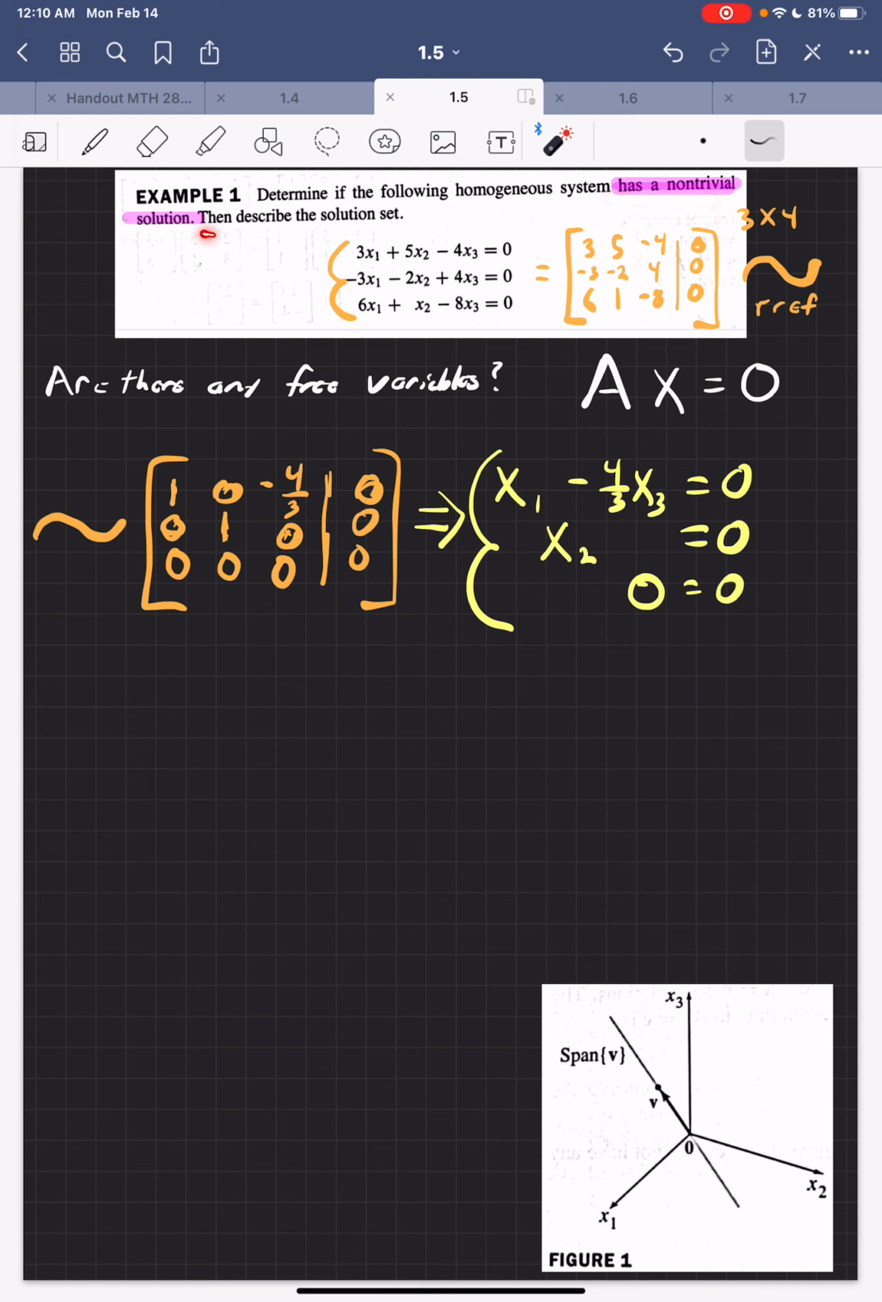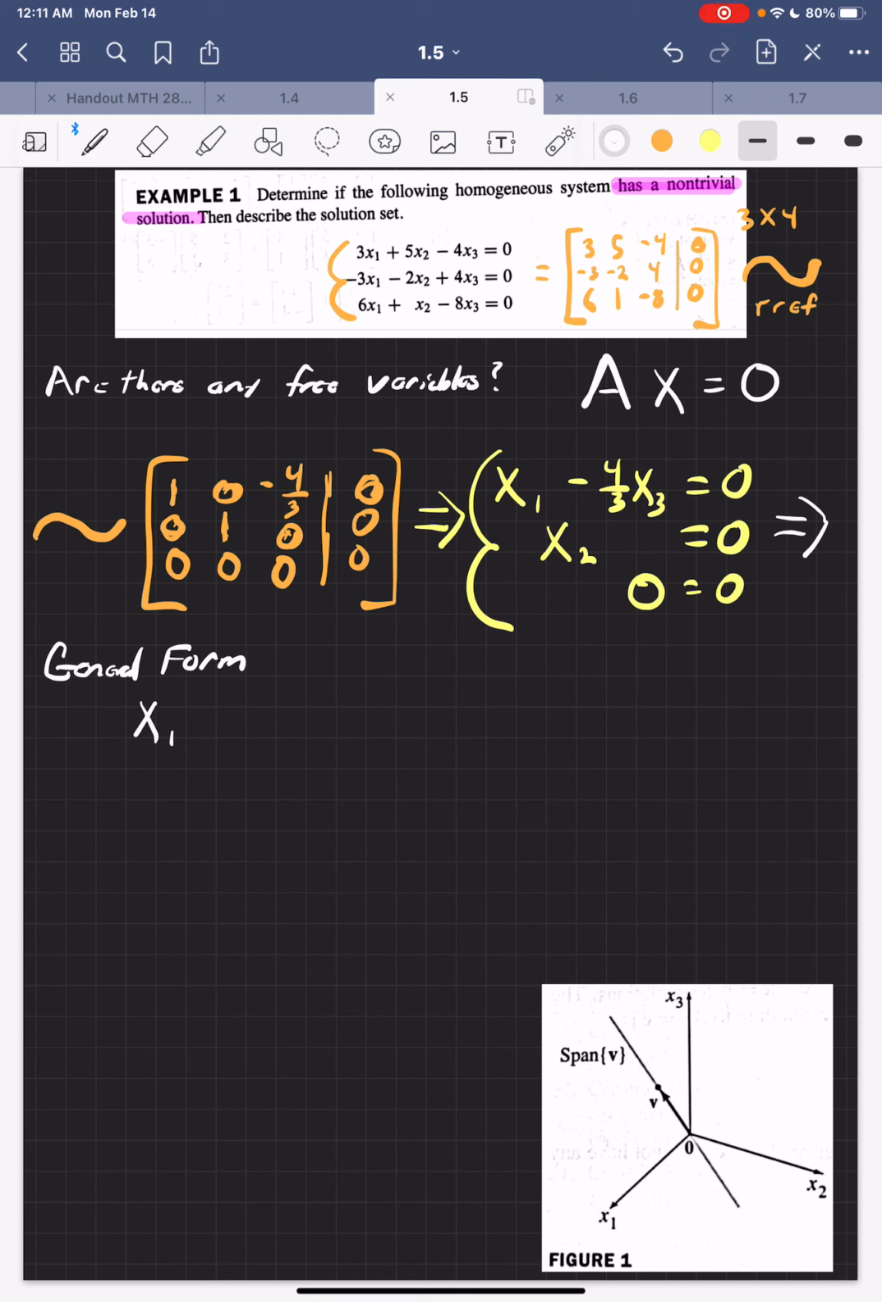But it also asks us to describe the solution set. And at least the way I would start thinking about this is we're just going to continue to write it in the general form of the solution. And of course, with the general form, that means we solve for our basic variables. So x sub 1 equals, we got to bring that negative 4/3 x sub 3 to the other side. And we always state which variable is free. So it looks like this.